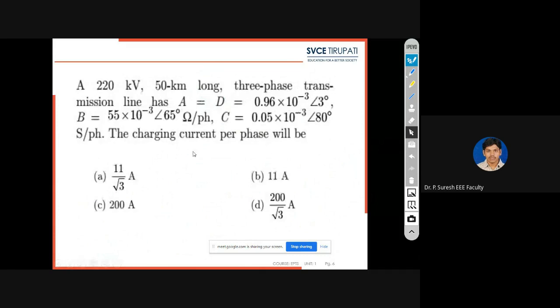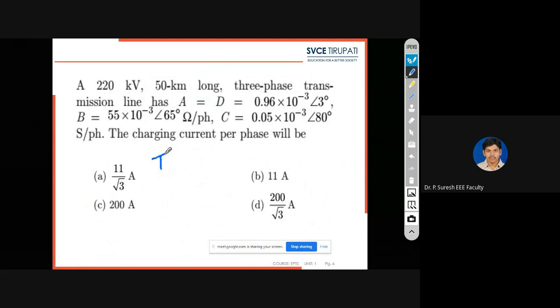See here, a 220 kV 50 kilometer long three-phase transmission line. They given ABCD parameters. Find the charging current per phase. Can anyone tell me what is the formula for charging current? IC, charging current, is nothing but YV, that is Y into VR.